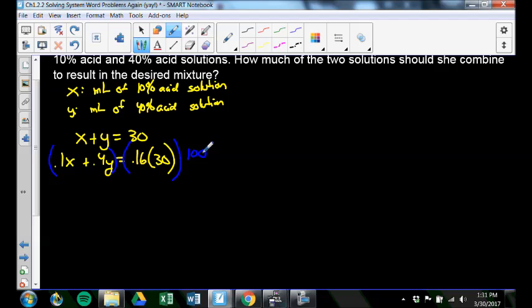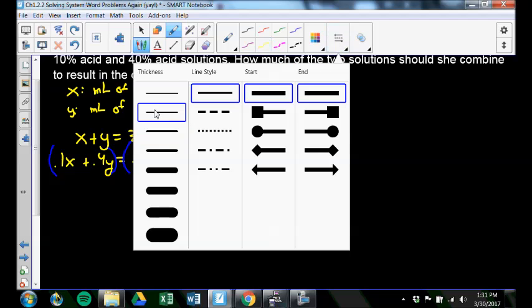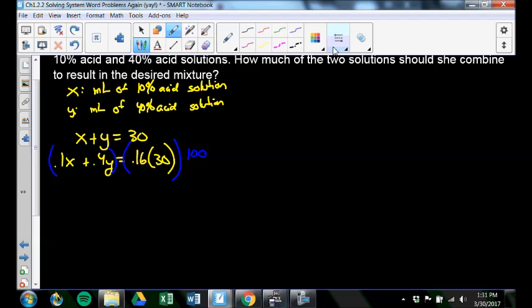Why do I use that dark blue? Come on, Grant, you know better than that. And that's going to give me 10x plus 40y equals 0.16 times 30, which was 4.8, times 100 is 480. So I could have done by 10. I should have done by 10. Let's just do it. Whatever, we'll live with it. Then I'm also going to have x plus y equals 30.